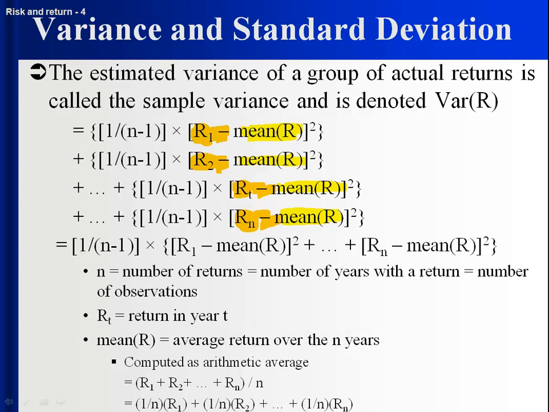Let's say the mean's 5% and the return in the first year was 8%. 8% minus 5%, 0.03, 3 percentage points. Let's say the second year the return was 0. 0 minus 5, negative 5. So the deviation captures how each individual return compares to the mean. Deviation, difference.